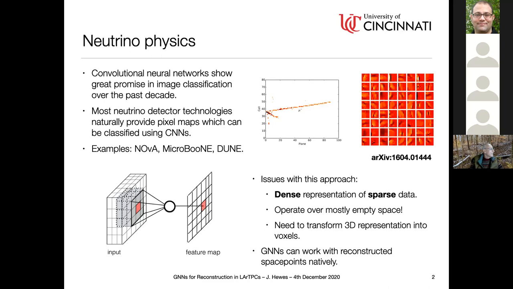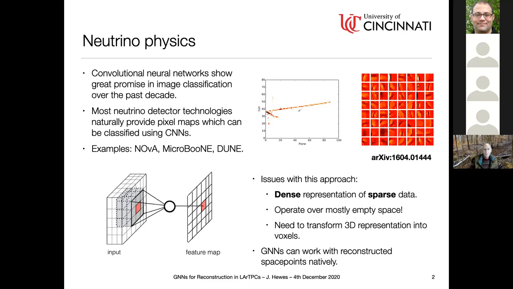The other downside to using CNNs is that if your data that comes out of your detector isn't structured on a regular grid, then you need to perform some kind of transformation in order to get that kind of representation. So the example here is space points in 3D that you reconstruct in liquid argon TPC aren't naturally on a grid. So you need to voxelize them in order to get something that will work. And there are techniques that do that, and those show promise.